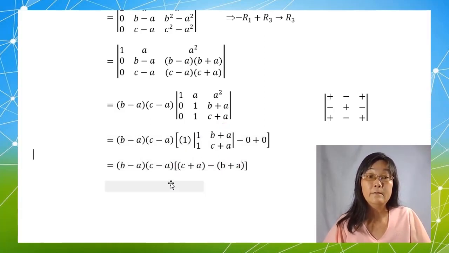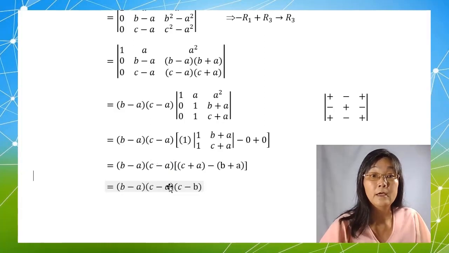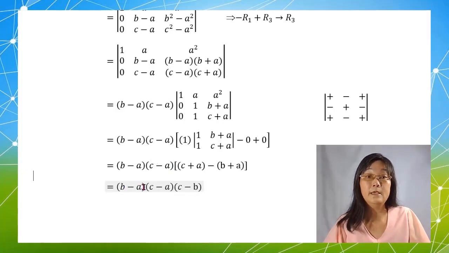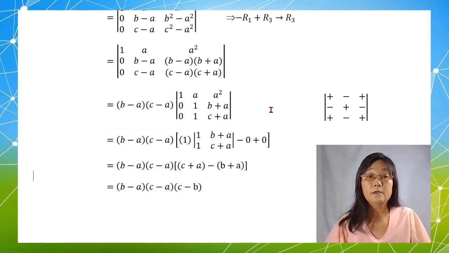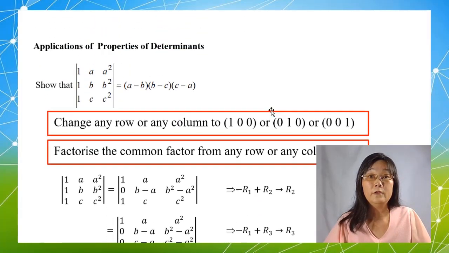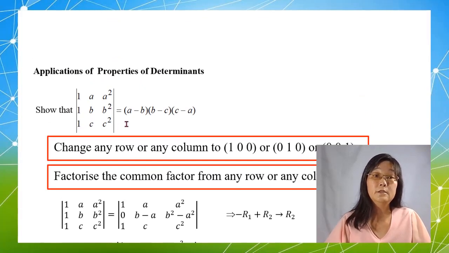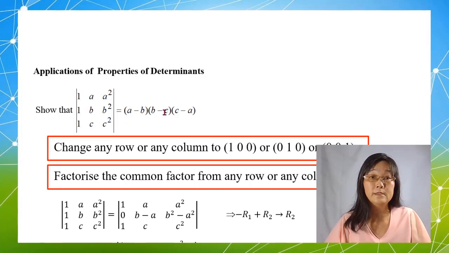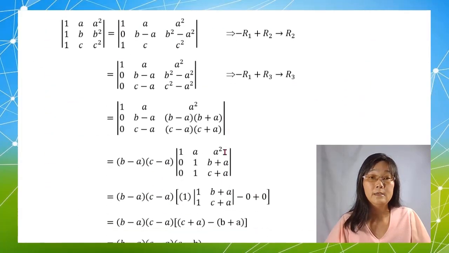So now I get this one. After simplifying, I'll get B minus A, C minus A, C minus B. But when we look at the question, the answer should be A minus B, B minus C, C minus A.